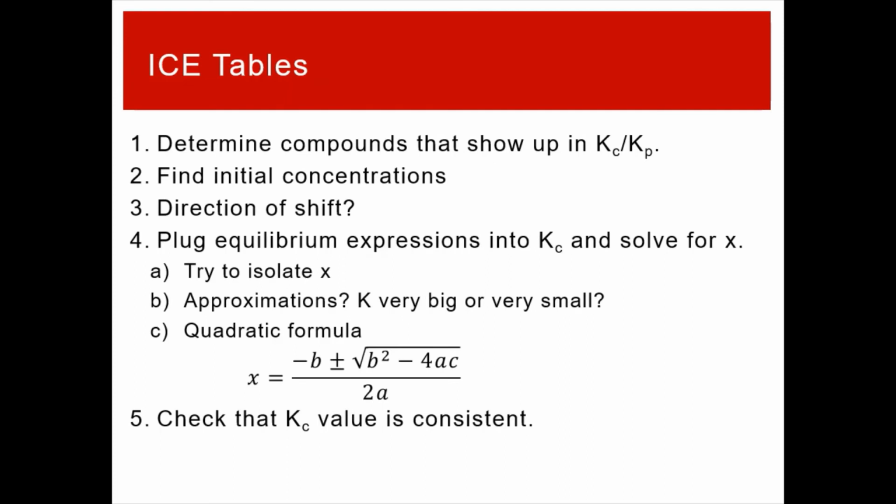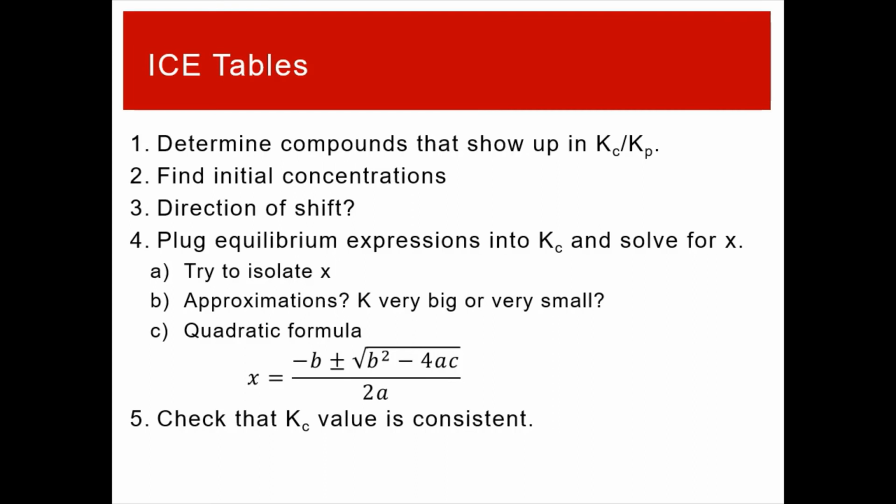So with this together, we can put an overall strategy for when we're dealing with ice tables. You set up your ice table. First, you look at the reaction and figure out which of the substances show up in Kc or Kp. You don't need to worry about solids and liquids. Get those initial concentrations. Figure out the direction of the shift. Look for things that are missing initially because it has to shift to replace that, or use your reaction quotient.